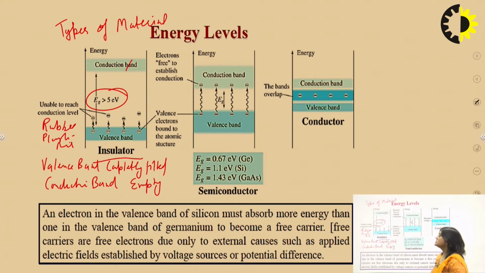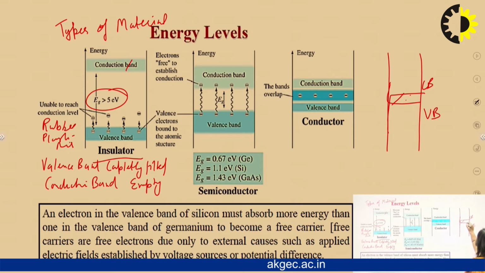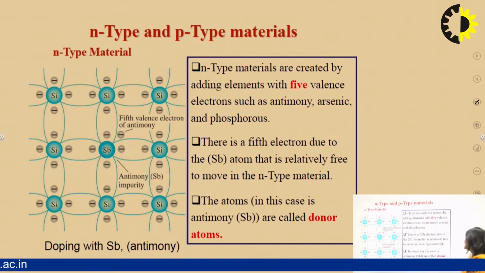And in case of the conductor, this is the conduction band and this is the valence band. So this conduction band and valence band are nearly overlapping. This is the overlapping part. So here we can see this is the conduction band and this is the valence band, and there is an overlapping between the conduction band and the valence band.